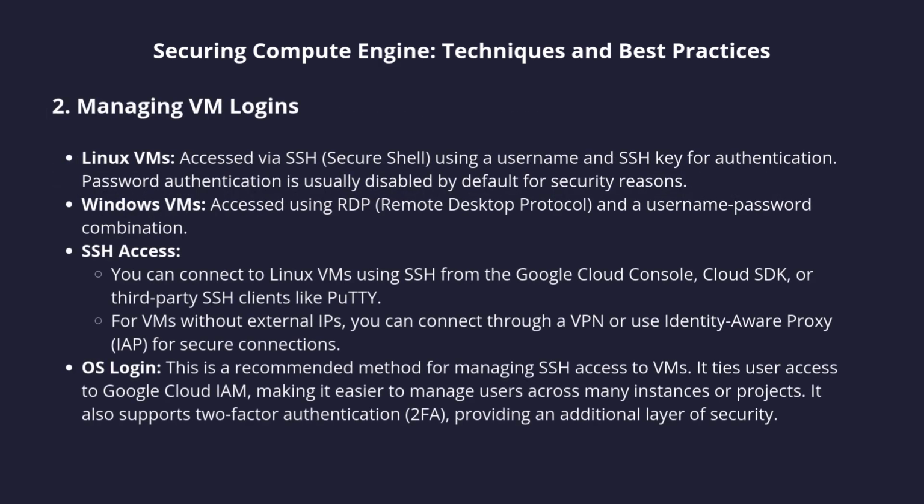2. Managing VM logins. Linux VMs, accessed via SSH, Secure Shell, using a username and SSH key for authentication. Password authentication is usually disabled by default for security reasons. Windows VMs, accessed using RDP, Remote Desktop Protocol, and a username-password combination. SSH access. You can connect to Linux VMs using SSH from the Google Cloud Console, Cloud SDK, or third-party SSH clients like PuTTY. For VMs without external IPs, you can connect through a VPN or use Identity-Aware Proxy, IAP, for secure connections.